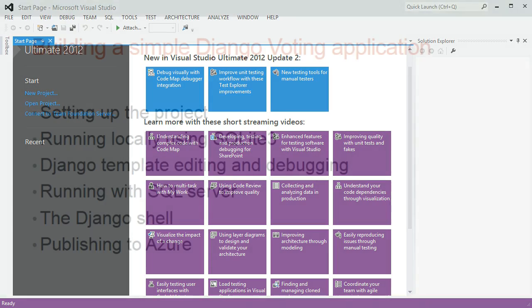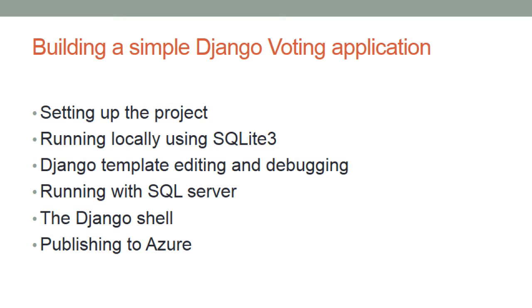Hello! In this video, we'll show you how you can use Python tools for Visual Studio with Django to develop a simple voting application. We will first run it locally using a SQLite 3 database. We'll make use of static files such as style sheets and images. We'll show Django template debugging capabilities available in Python tools for Visual Studio.